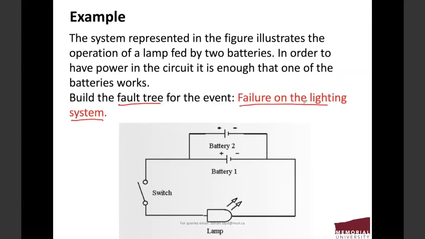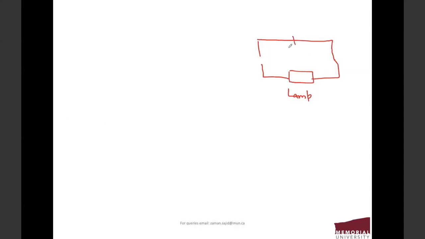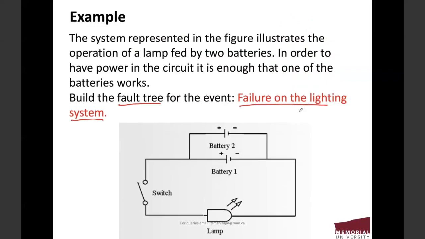So that's my lamp here. My drawing is not that good, folks, so you need to bear with me. And I have my first battery here. Let's say battery one, I believe it is. And then I have my second battery here. And then I have my switch here. So this is my battery number one, this is my battery number two, and this is my lamp. Let me double check if I have taken it correctly.